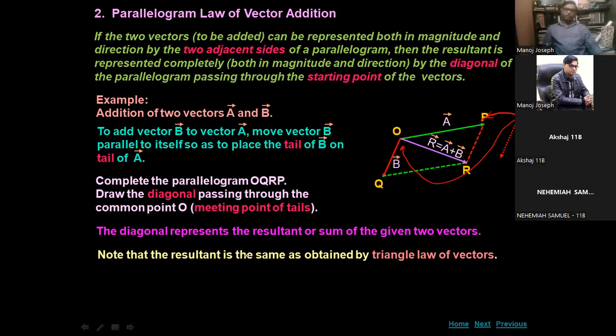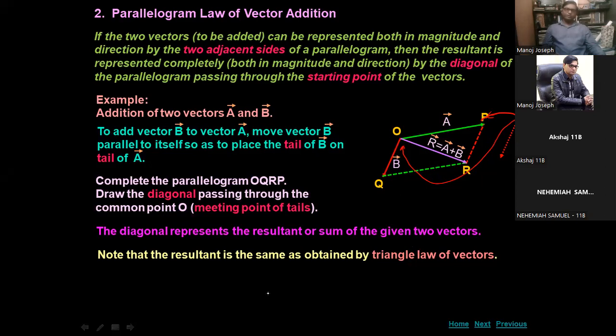Okay. Excuse me, sir. Yes, beta. Sir, in a parallelogram we have to make a parallel side to OP and OQ. Yeah, OQ is parallel to PR and OP is parallel to QR. Then the diagonal is representing the sum of two adjacent sides, not of the opposite side, but of the adjacent side. Is it clear?